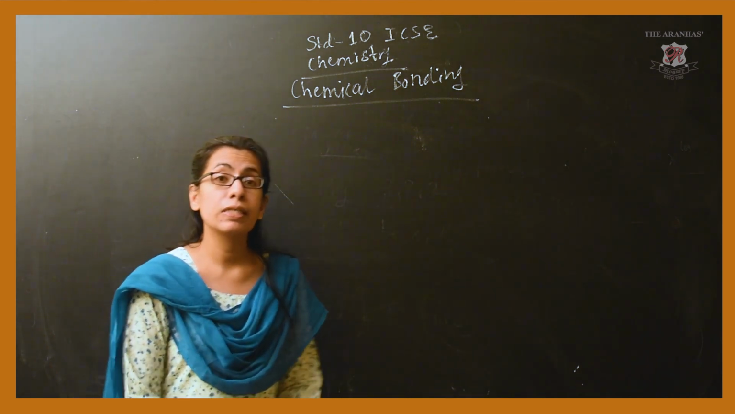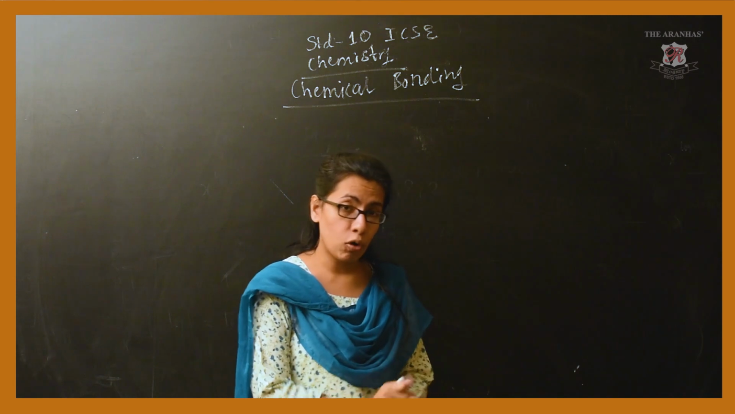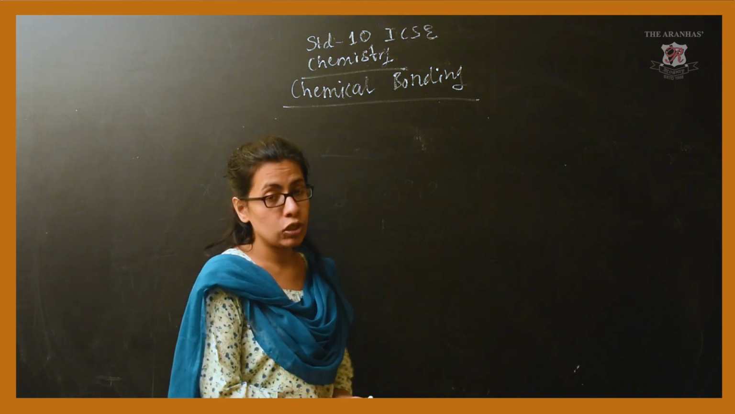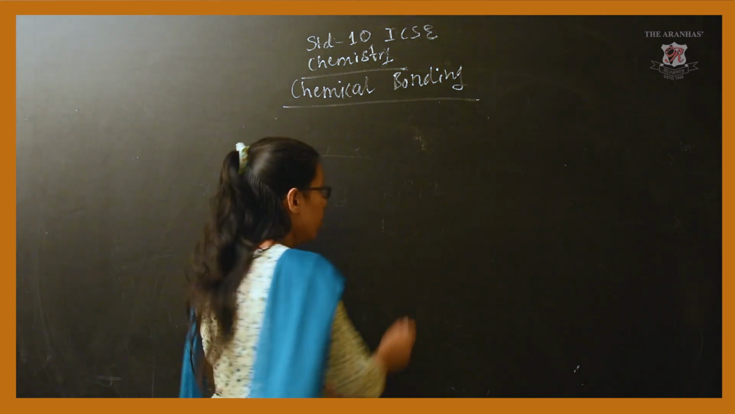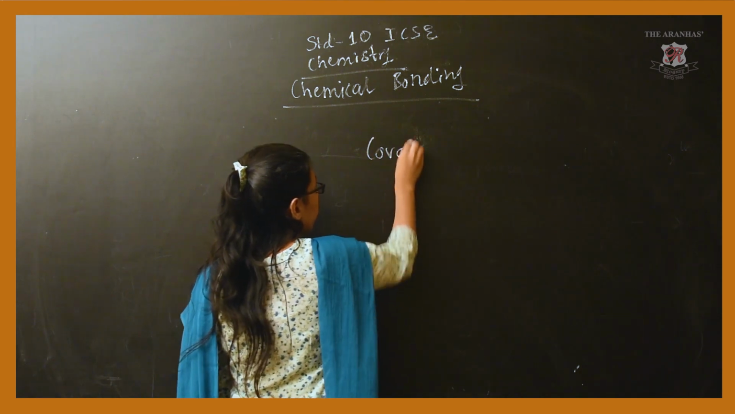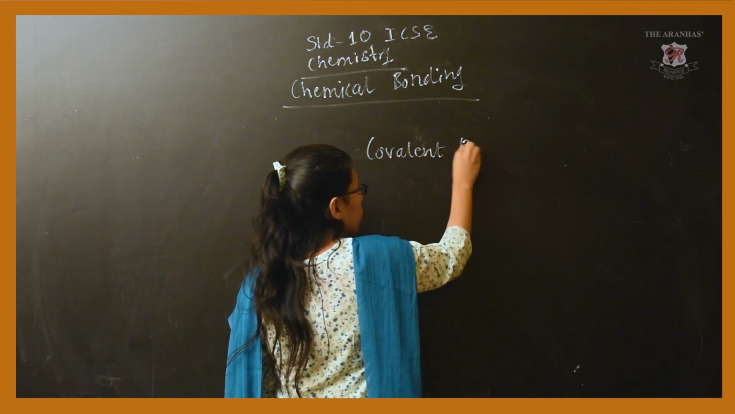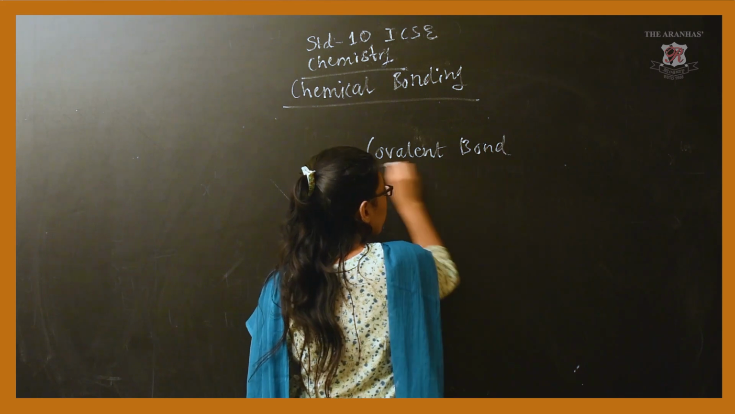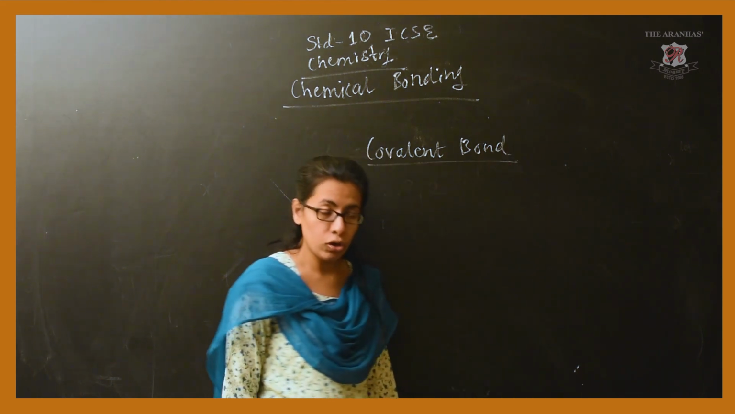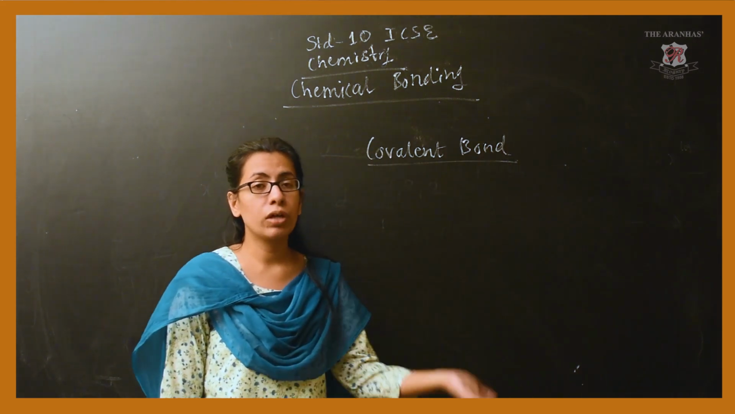Now let us go towards the second type of this particular chemical bond, and the second type of bond is which one? It is nothing but the covalent bond. Now the meaning of the covalent bond, or they may ask you a definition for 1 mark: what is the covalent bond, or define covalent bond? So it's very easy, just opposite to the ionic bond.